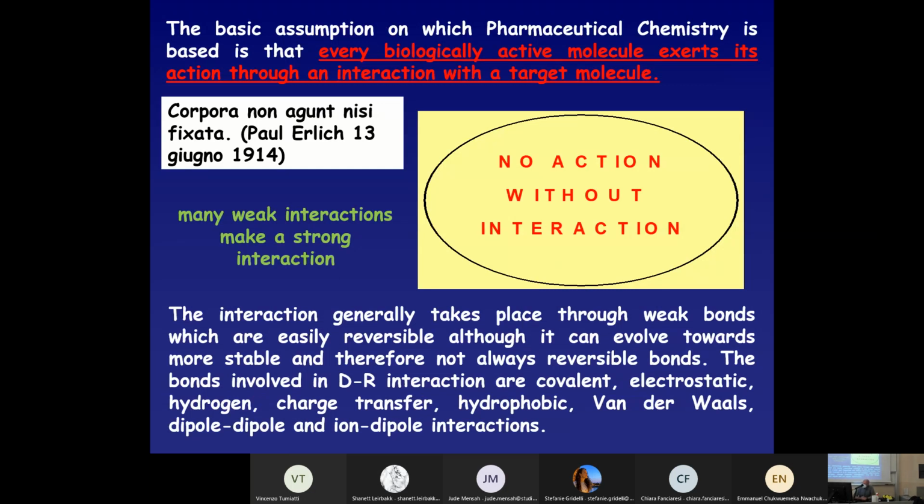There is an important concept: no action without interaction. This concept was introduced by Paul Ehrlich several years ago, in 1914. And at that time, the scientific papers were written in Latin. In Latin we say, corpora non agunt nisi fixata. This means no action without interaction. So it is necessary an interaction of the drug, of the agonist, of the antagonist with the target.